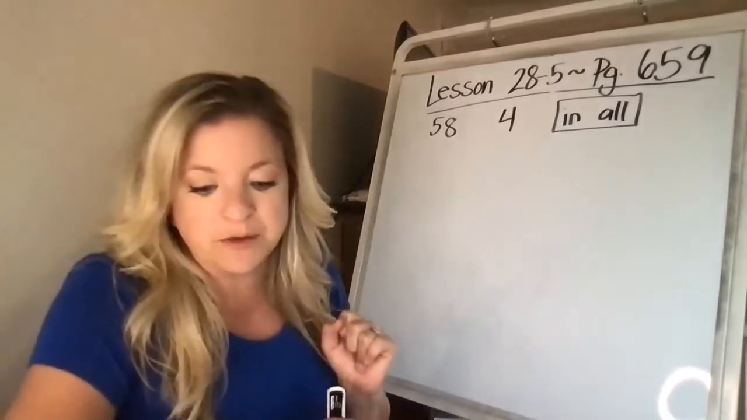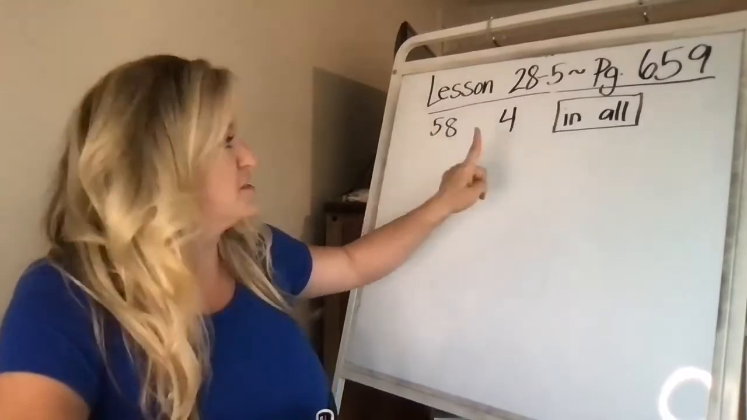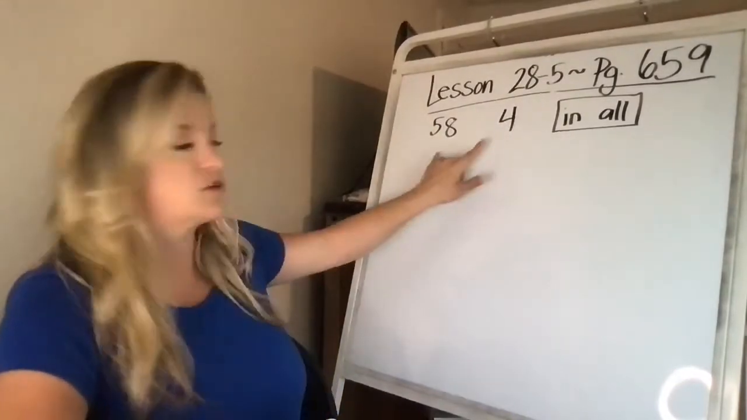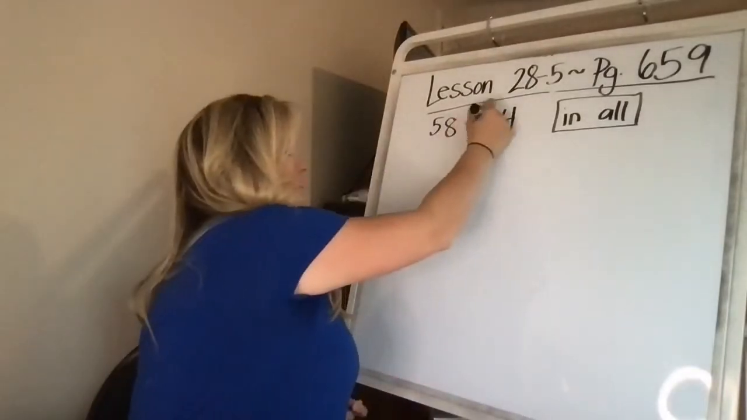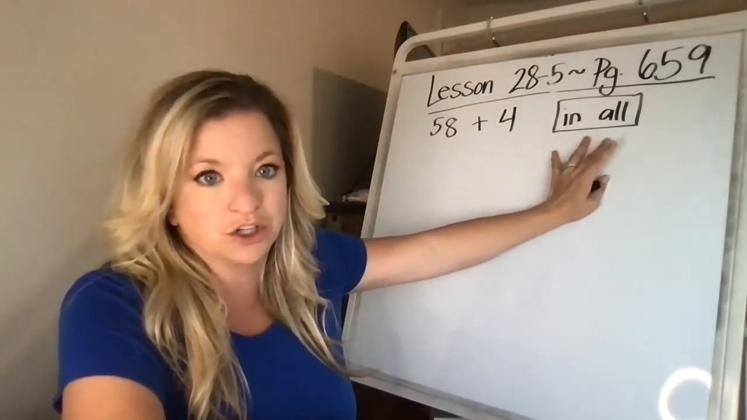Number 1, Sophia pins 58 pictures on the board. Mr. Rico pins 4 pictures. How many in all? Word clue. Circle these numbers, and then we're going to add them. This whole week we're working on adding, but we still need to be aware of those word clues.